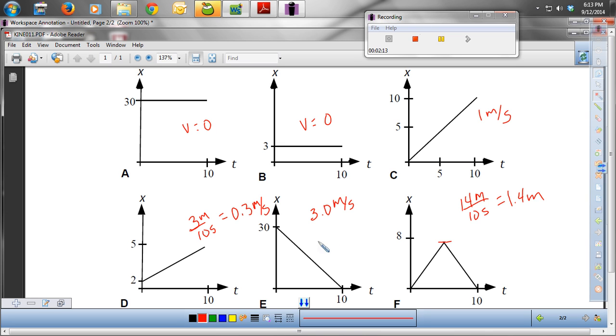So when I ranked these, I didn't pay attention to the sign. I said that E was the greatest, and it was greater than, looks like F, which was greater than C, which was greater than D, and that was greater than A and B, which were equal to each other. So that one wasn't too bad. Just pay attention to the fact that it said speed.